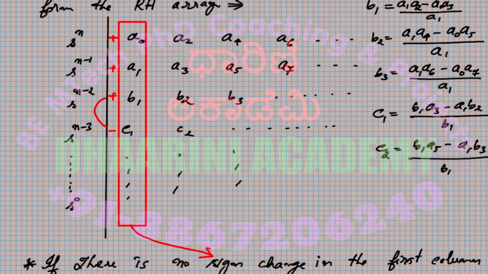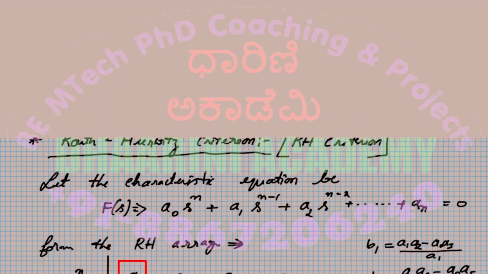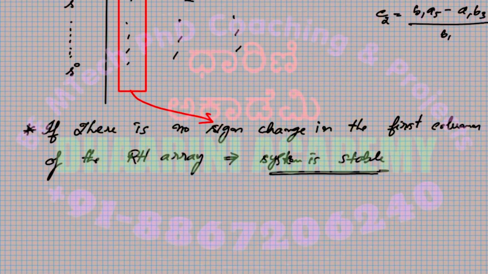The RH criterion tells us that two sign changes indicate there are two poles on the right side. The number of sign changes equals the number of poles on the right side. That's the point. Ultimately there should not be a sign change, indicating no poles on the right side. That's the explanation for the RH criterion. We'll start solving the problem from the next class.